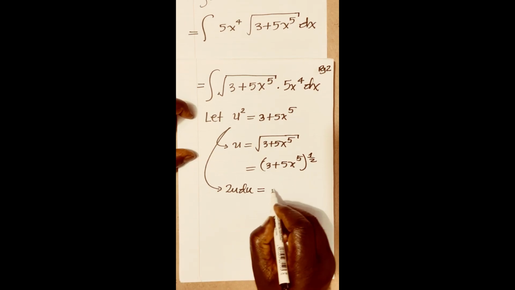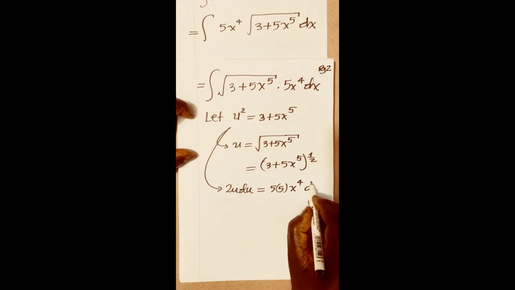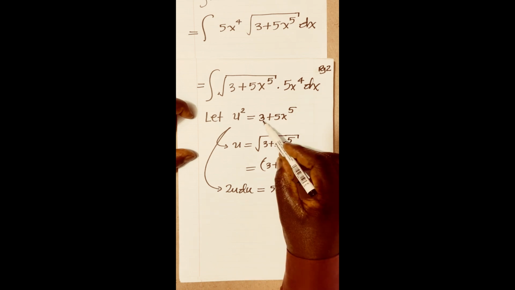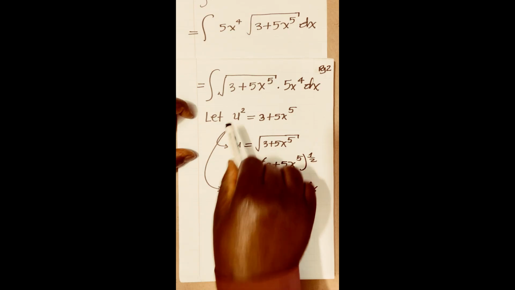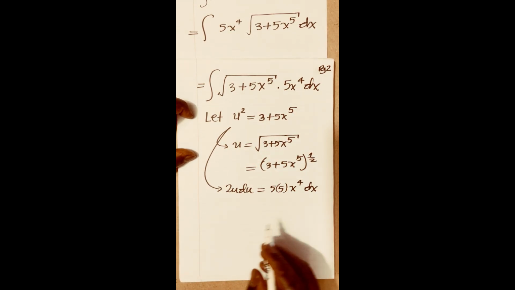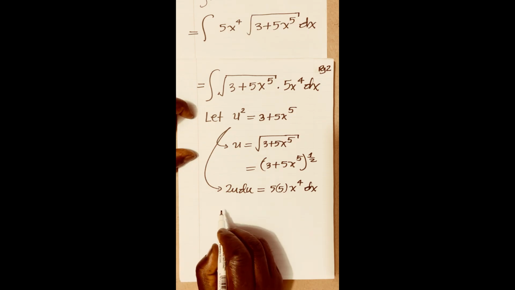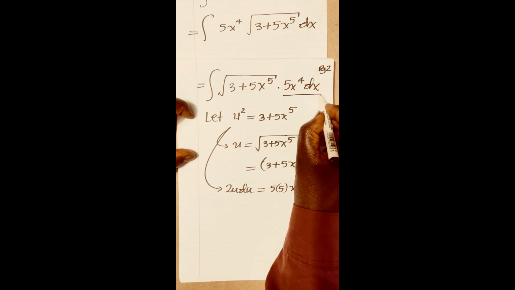On the right, we're going to just have 5 times 5x to the power 4 dx. Remember, derivative of 3 is 0 because 3 is a constant. But differentiating this is what we have. And differentiating that part there, we have this. Simplifying and understanding that we have 5x power 4 dx.